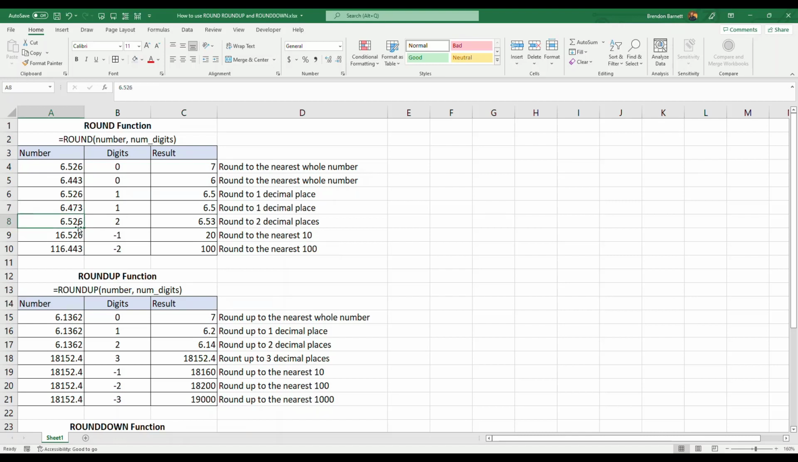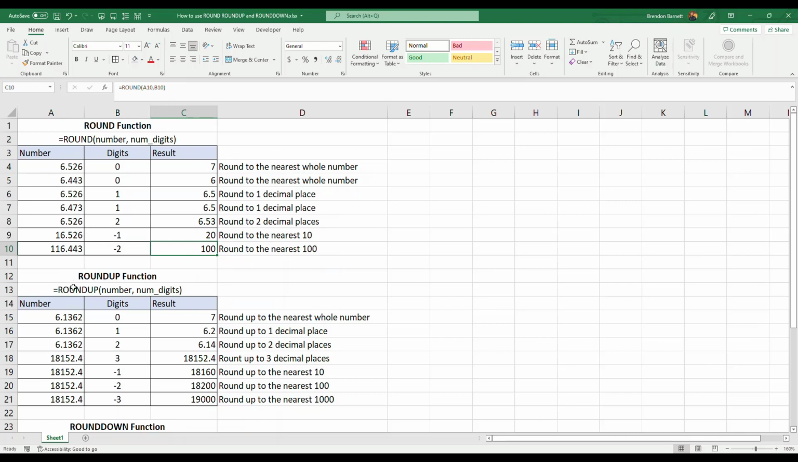Similar here, we have 6.526 now being rounded to 2 decimal places. So it's rounding, in this instance, up to 6.53 and so on. So you can use positive values to round further out of your decimals. And then you can use negative values to actually round the left side of your number. So in this example, when you round to the -1 digit, 16.526 is rounding up to the nearest 10, which would be 20. And 116 is rounding to the nearest 100 with the -2 digits, which would be rounding down to 100.